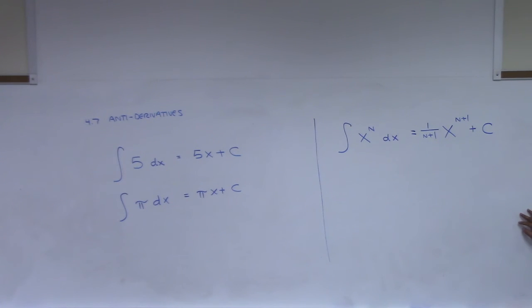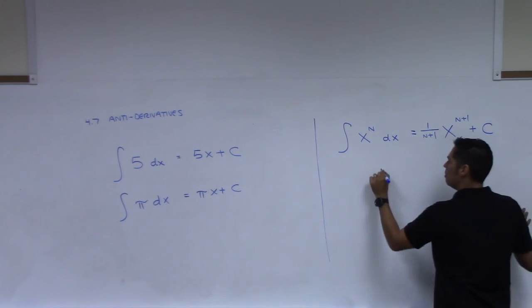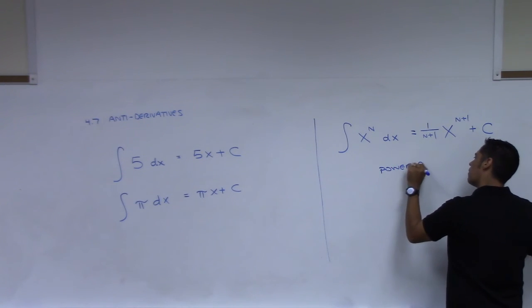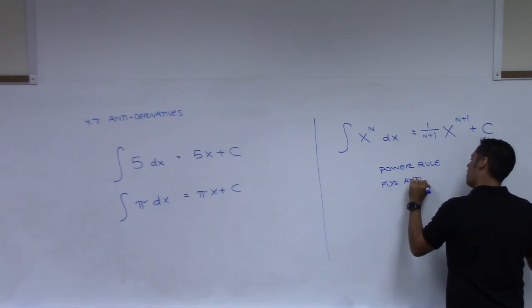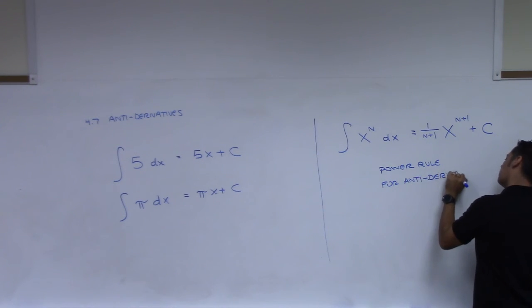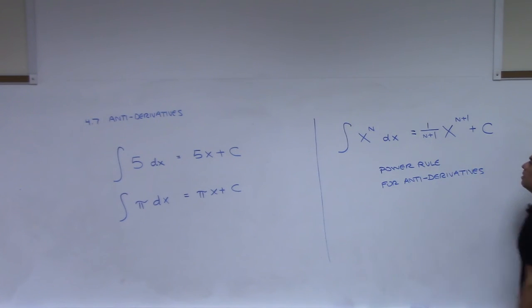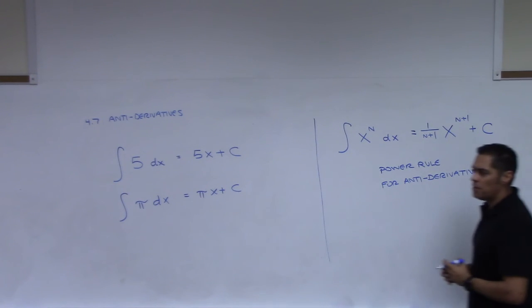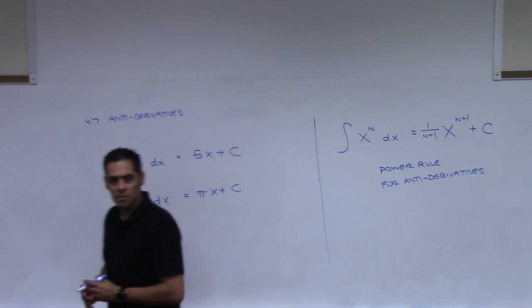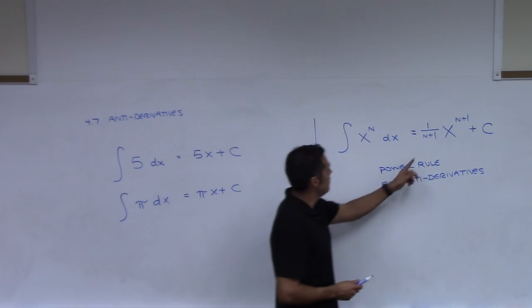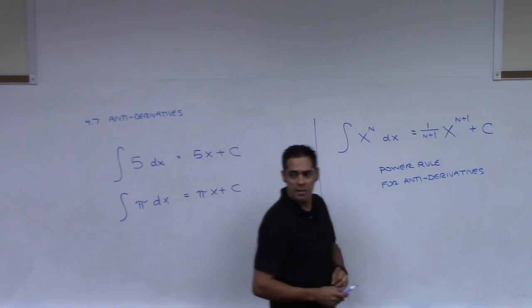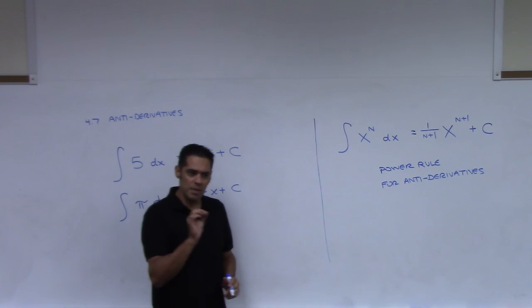And this is actually a formula. This is what we call the power rule for antiderivatives. But there's a problem. It doesn't always work. There is a value of n that I could put in there that would cause problems with that formula. What's the value? If n was negative 1, right? Because what would my formula say if n was negative 1? 1 over 0, and that's undefined, right? So let's look at that special case.